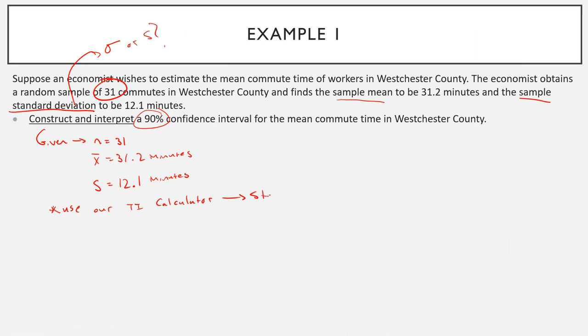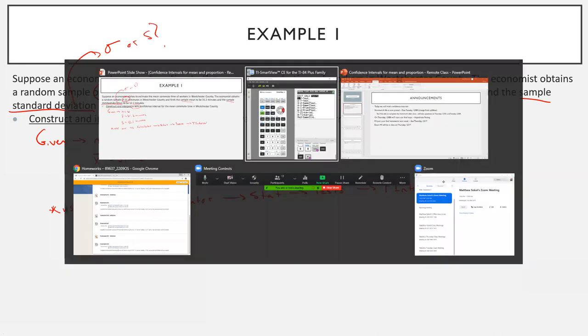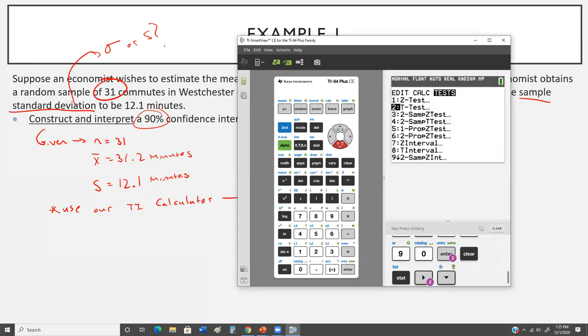So you're going to use stat, tests, and it was T interval. All right, so let's go back to our trusty calculator and go down to the T interval. I'm just curious, on the TI-83, is it option number 8 as well? For people who have the TI-83? Pretty sure it is, yeah, okay. Yes, it's option number 8, thank you.